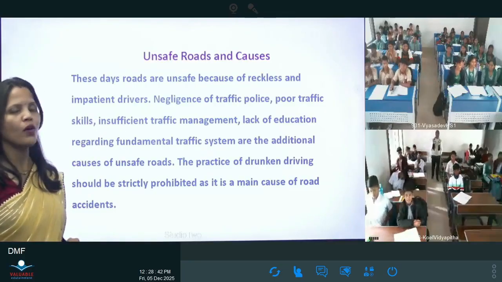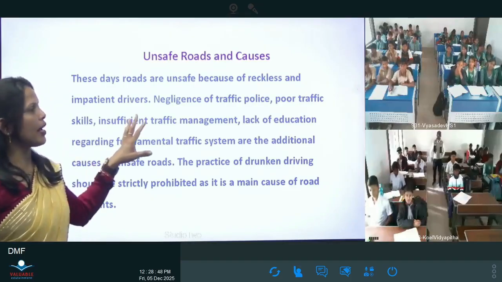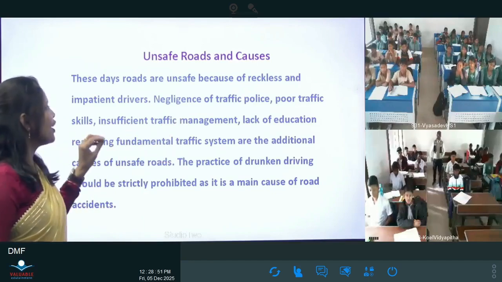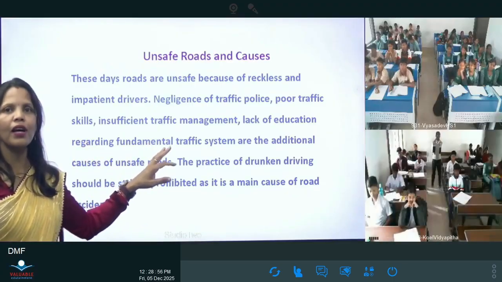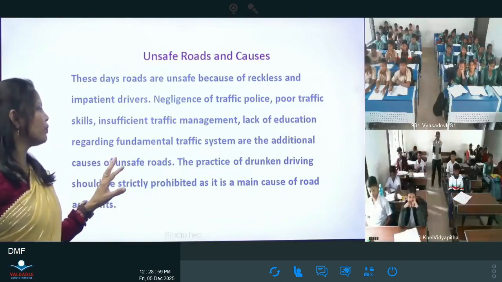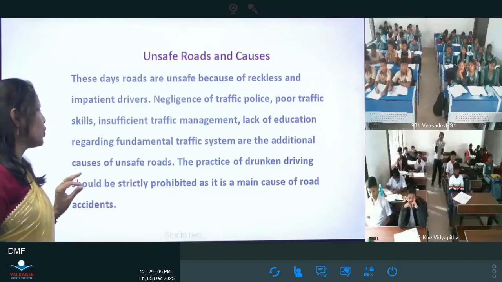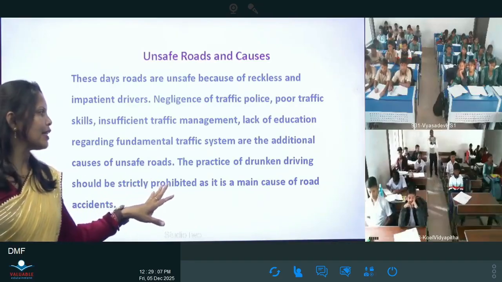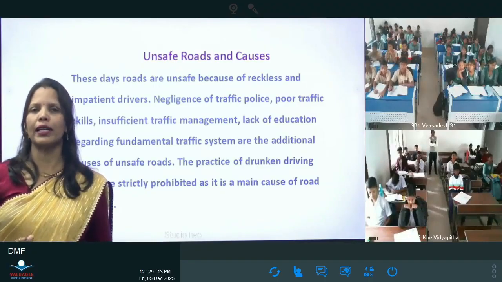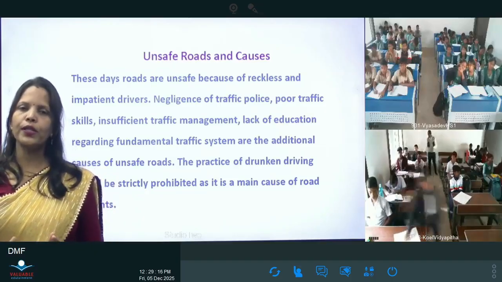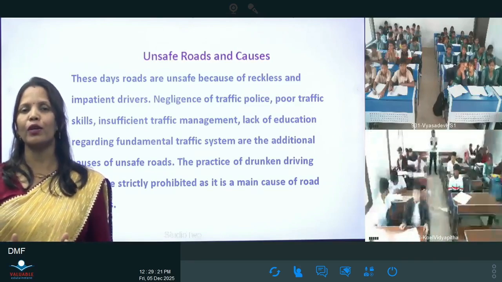These days roads are unsafe because of reckless and impatient drivers, negligence of traffic police, poor traffic skills, insufficient traffic management, lack of education regarding fundamental traffic system are the additional causes of unsafe roads. The practice of drunken driving should be strictly prohibited as it is a main cause of road accidents. Okay, so this way we will summarize the passage. As I said earlier, everyone's summary will be different, everyone's title will be different, exactly the same will not be anyone's.